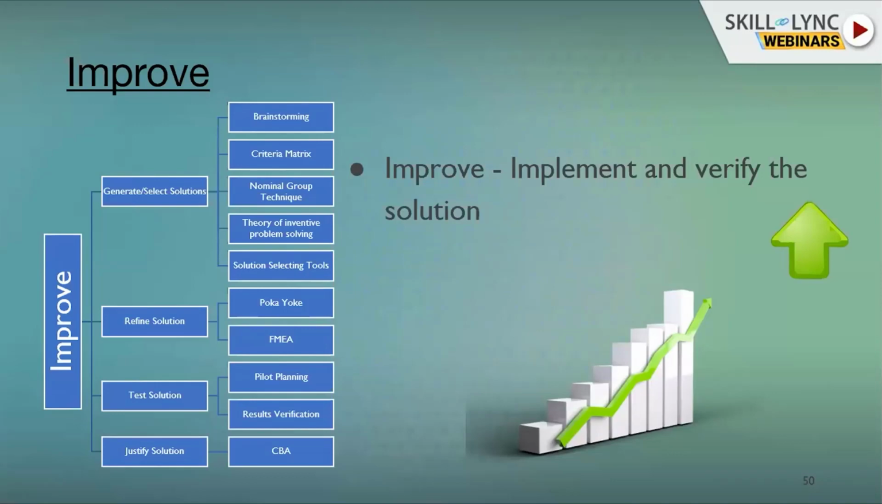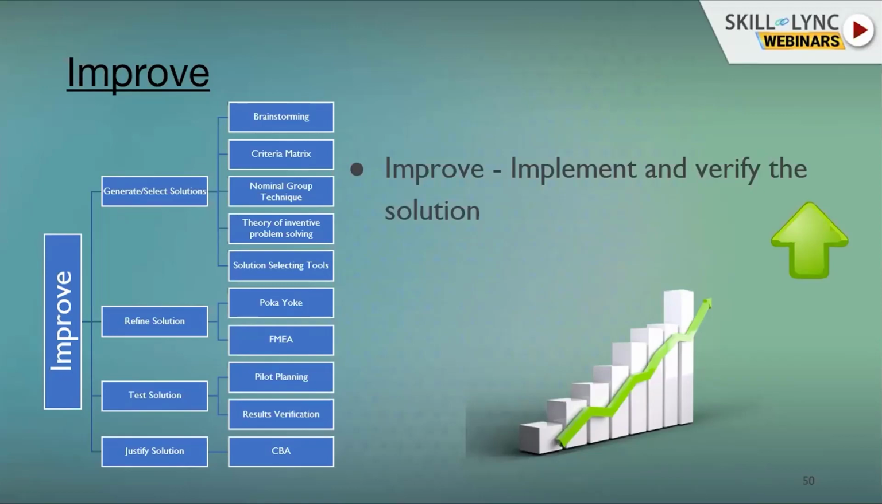Theory of inventive problem solving says that when there is no past data, when there is nothing at all, experts' views are taken into picture. So that is inventive problem solving. Besides solution selecting tools, we have other tools as well, which are invented by ourselves also. That is where industrial engineering is very flexible. It is common sense. You can do anything, but in a standardized way. Refined solution: so then we did Poka-yoke. What is Poka-yoke?